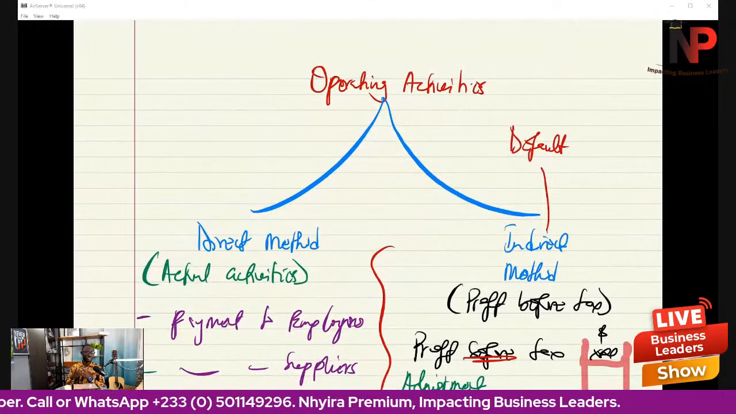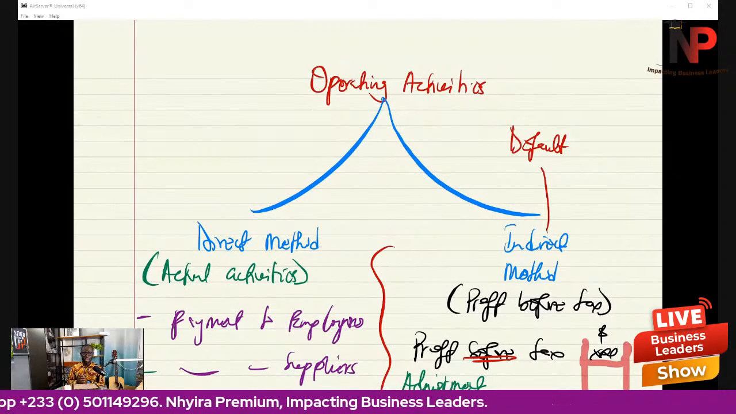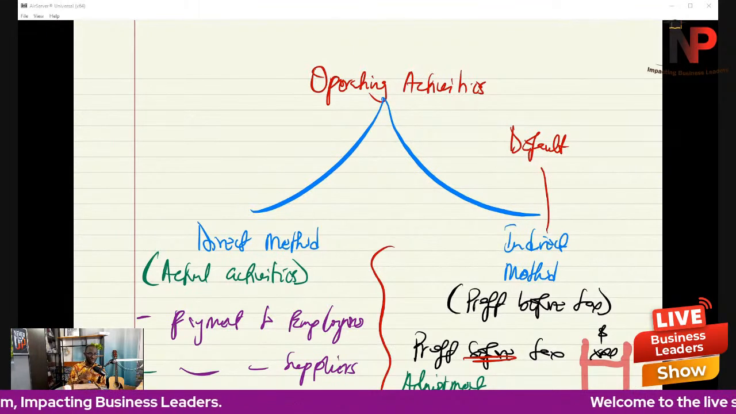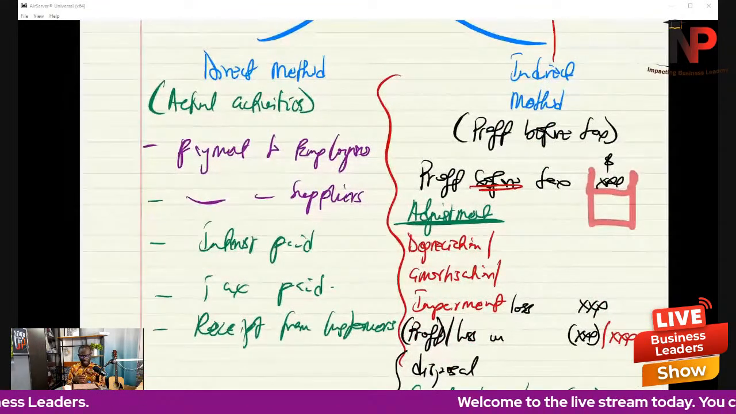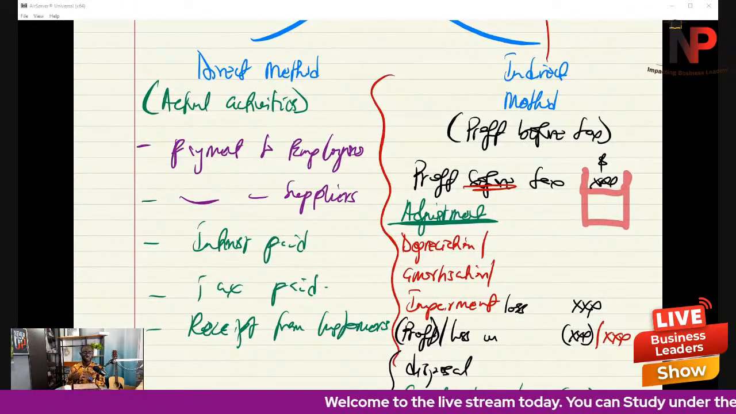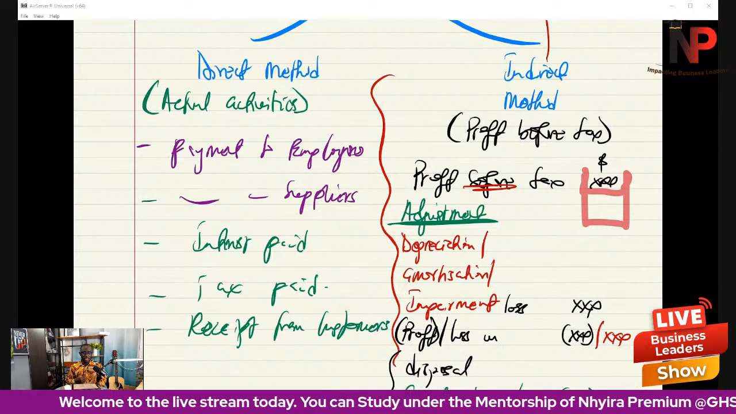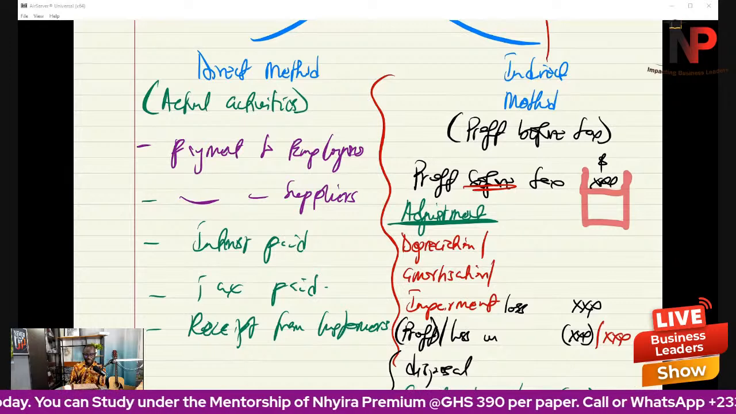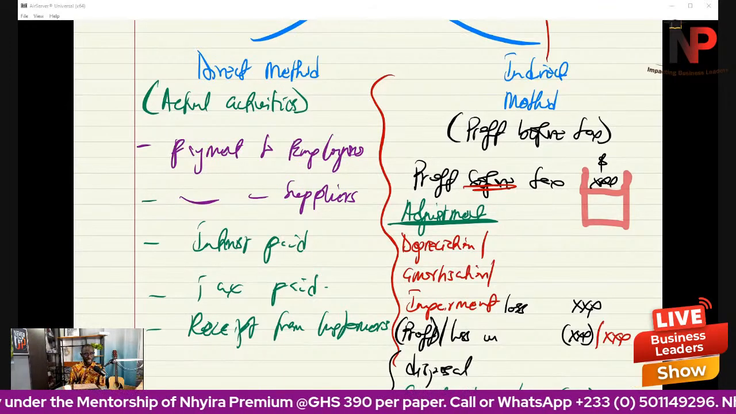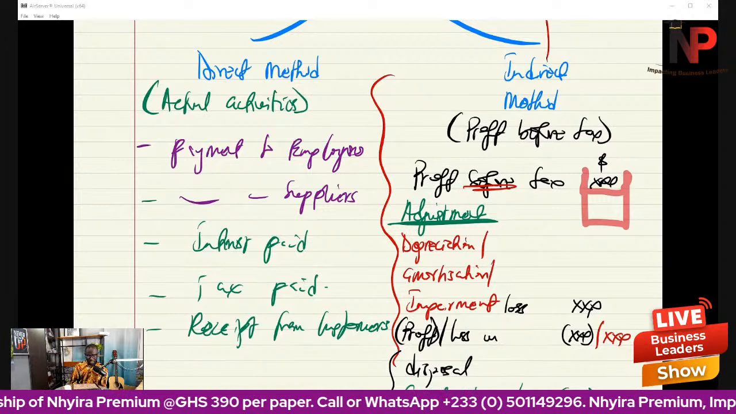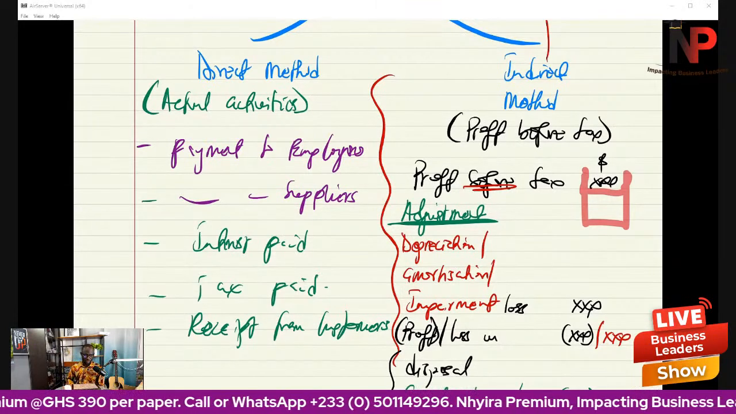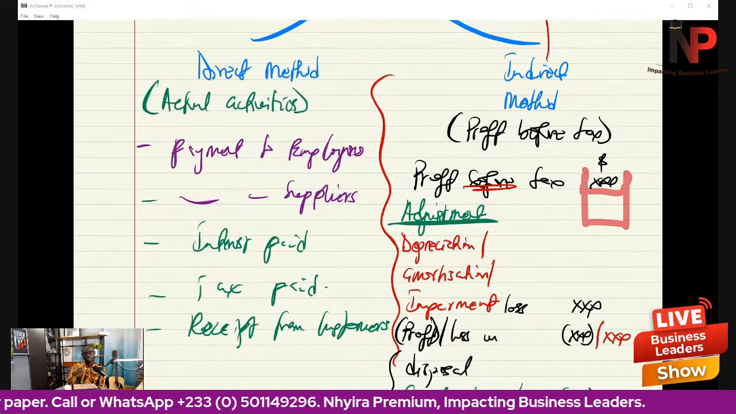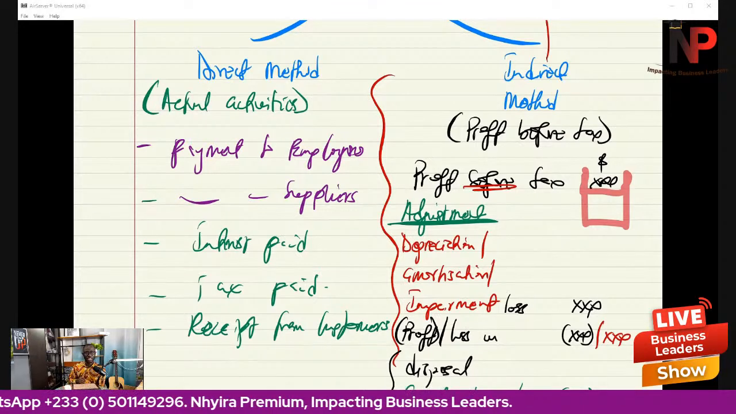However, we said there are two methods that can be used in arriving at the net cash flow from operating activities. We have the direct method, where we look at the actual cash flows that occurred during the year: payments of wages and salaries, payments to suppliers, interest that we paid during the year, tax that we paid during the year, and receipts from our customers. These will be captured under the operating activities if we are looking at the direct method.